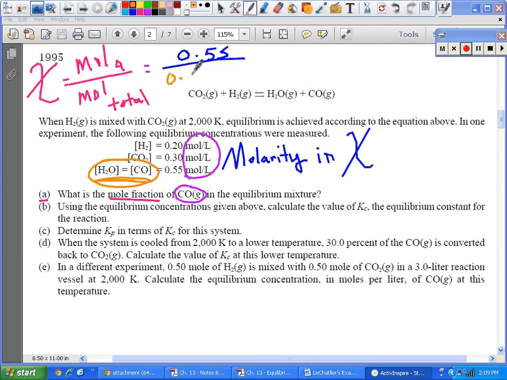0.55 divided by 1.6. Yeah, this is 5. In the end, to two significant figures, it will come out to be 0.34. Okay, so that will be the mole fraction of CO.